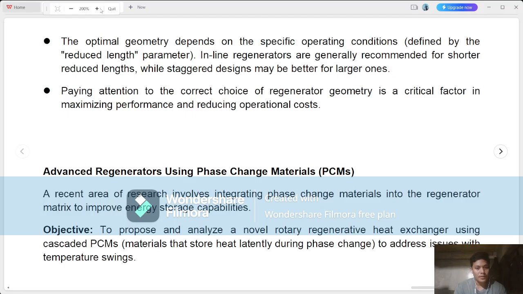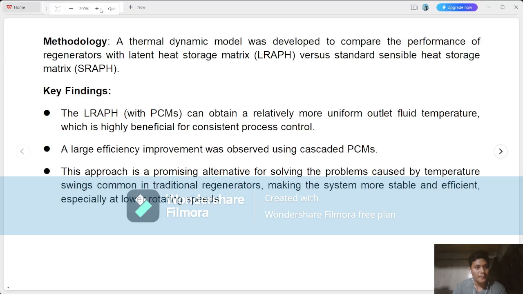The recent area of research involves integrating phase change materials into the regenerator matrix to improve energy storage capabilities. The objective is to propose and analyze a novel regenerative heat exchanger using cascaded PCMs to address issues with temperature swing. A thermodynamic model was developed to compare the performance of a regenerator with a latent heat storage matrix versus a standard sensible heat storage matrix.